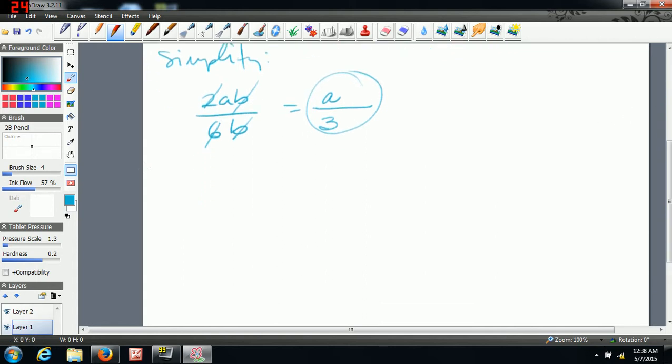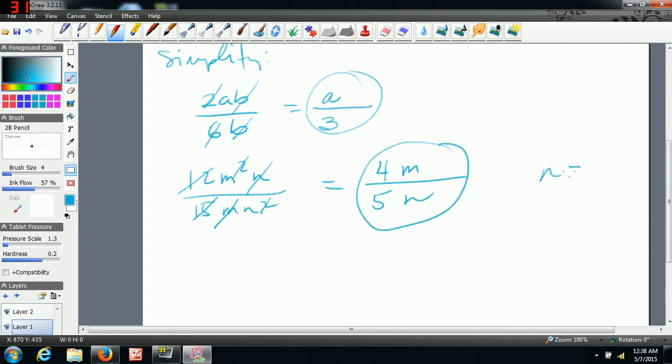Okay, so we can try some other examples. Say you have 12 m squared n times 15 mn squared, and you're asked to simplify. If I divide both of these by 3, then I'm left with 4 over 5, and then this m can cancel one of these, and this m can cancel one of those. So we'll be left with this. And then we would state that n does not equal 0, because we can never have a situation where there's 0 on the bottom of the fraction, because that does not exist in math. Okay, so that would be the answer for that one.